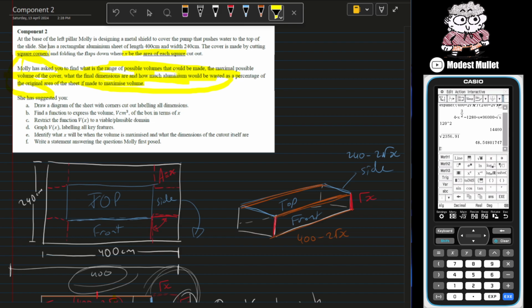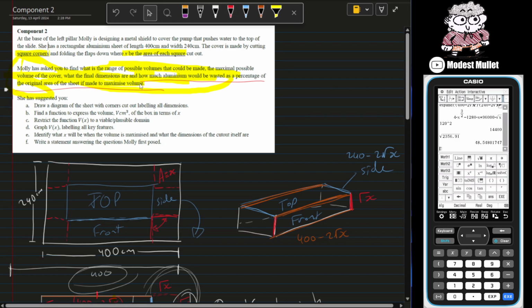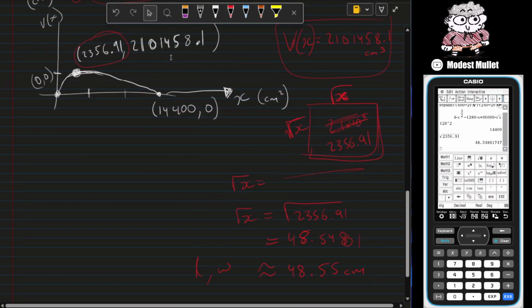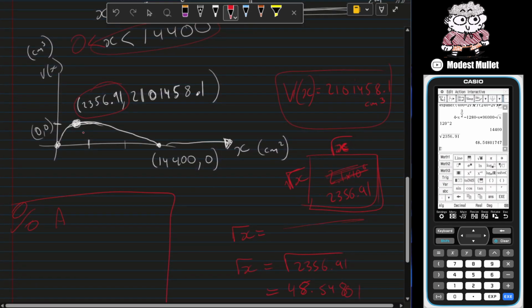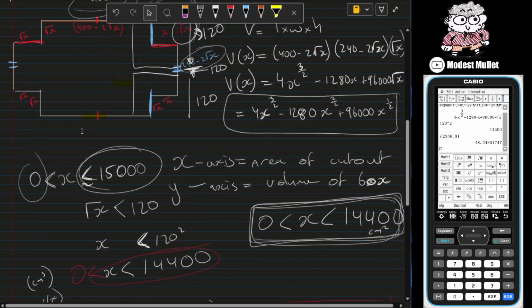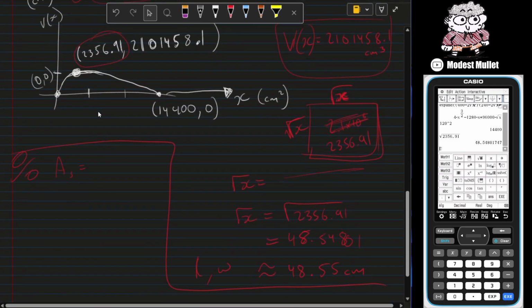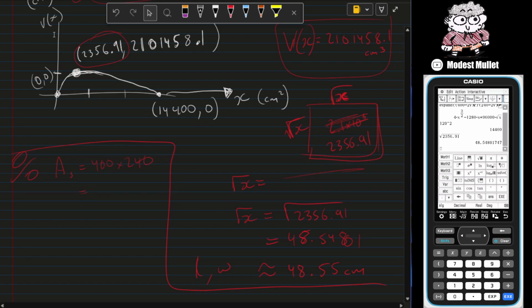Well, the final dimensions are the cutouts, and this is important. At no stage have we actually found how much aluminium would be wasted as a percentage of the original area of the sheet if made to maximize volume. So we still need to do some maths around percentages. The area of the whole sheet was originally 400 by 240.